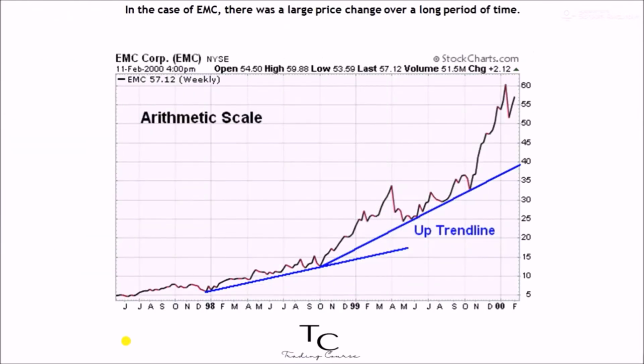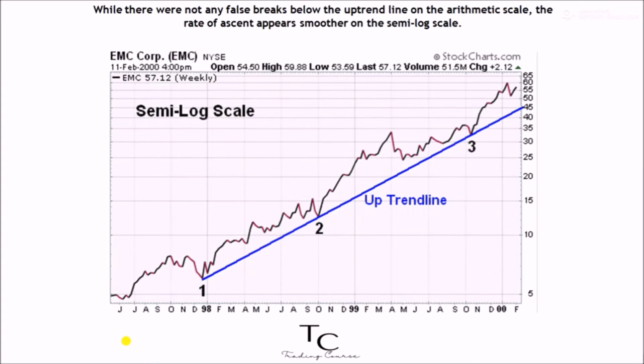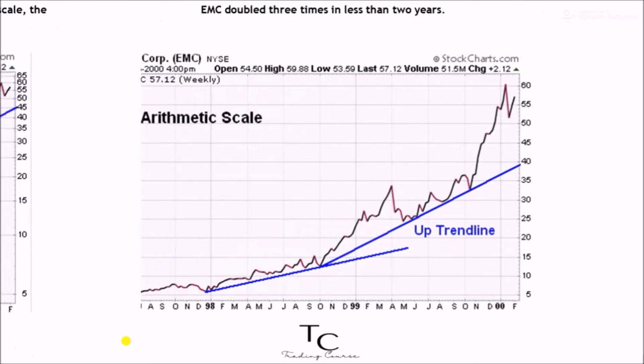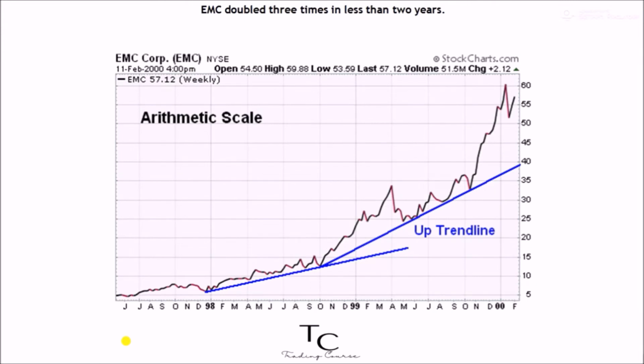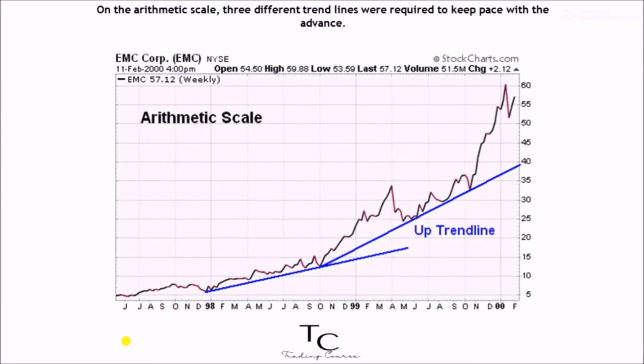In the case of EMC, there was a large price change over a long period of time. While there were not any false breaks below the uptrend line on the arithmetic scale, the rate of ascent appears smoother on the semi-log scale. EMC doubled 3 times in less than 2 years. On the semi-log scale, the trend line fits all the way up. On the arithmetic scale, 3 different trend lines were required to keep pace with the advance.